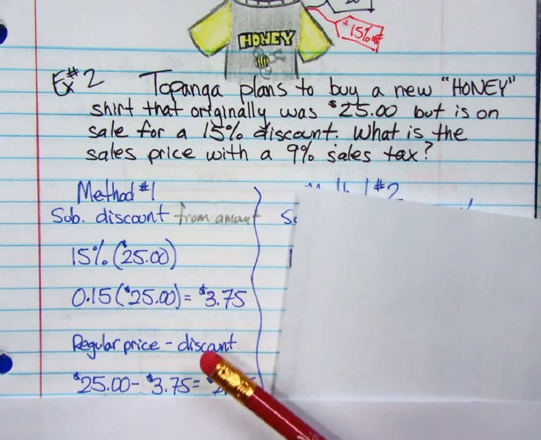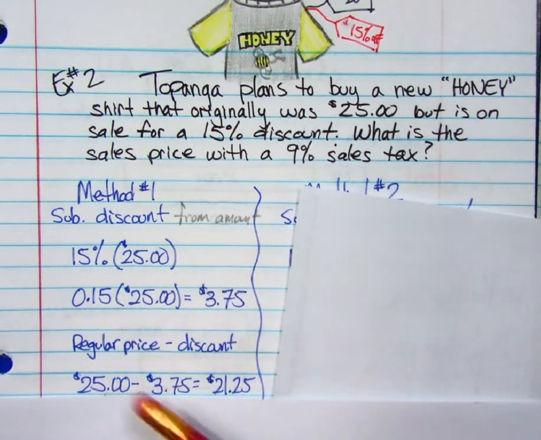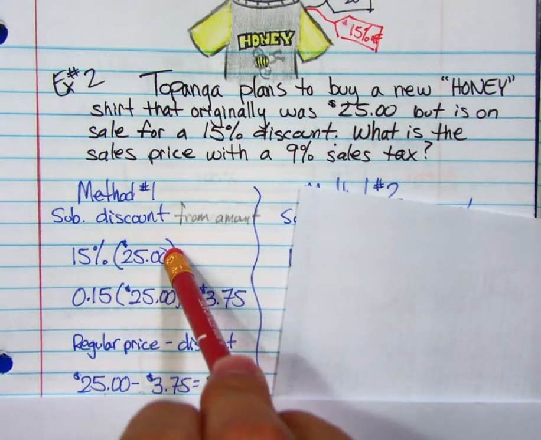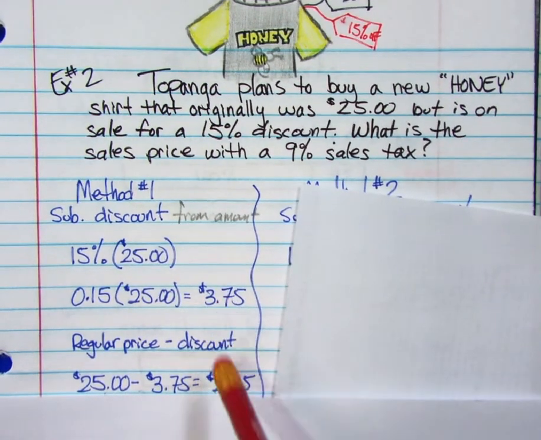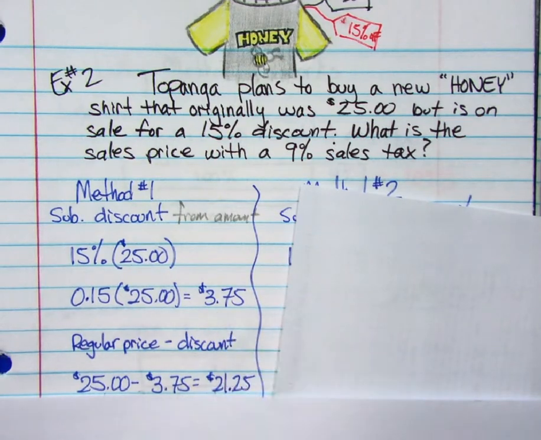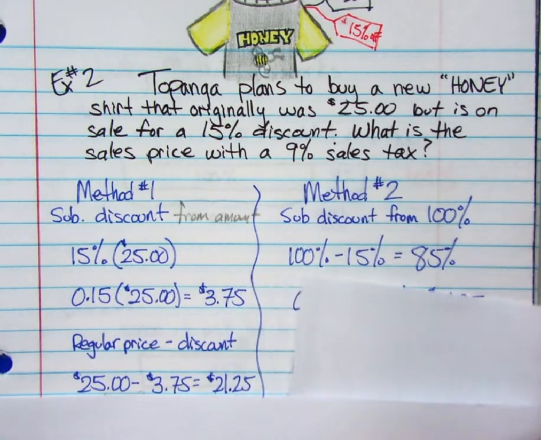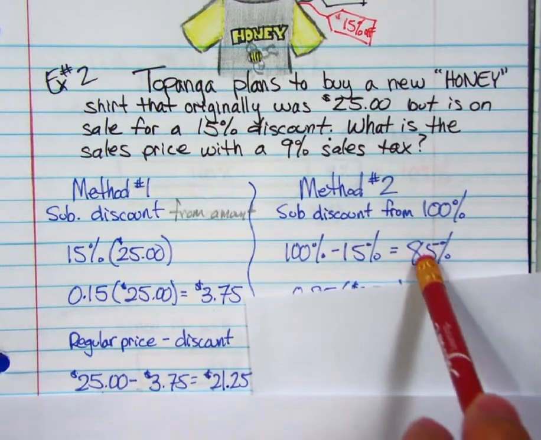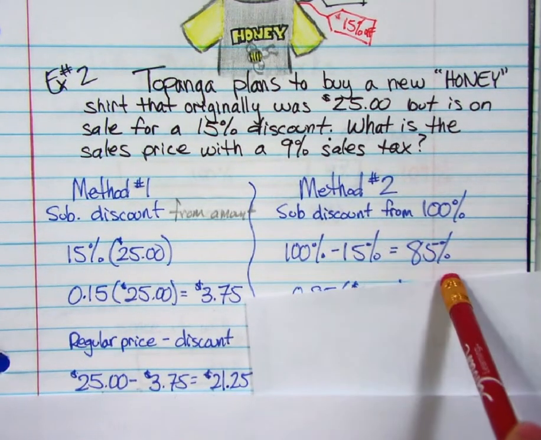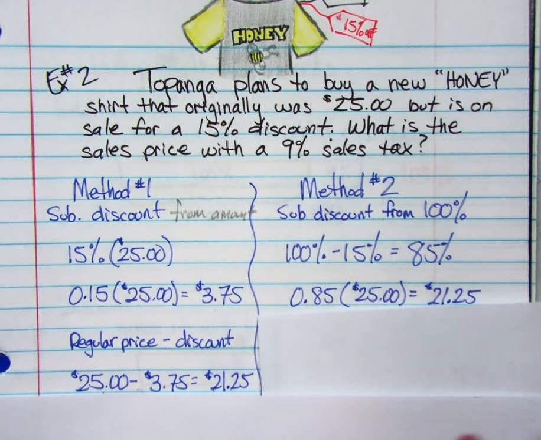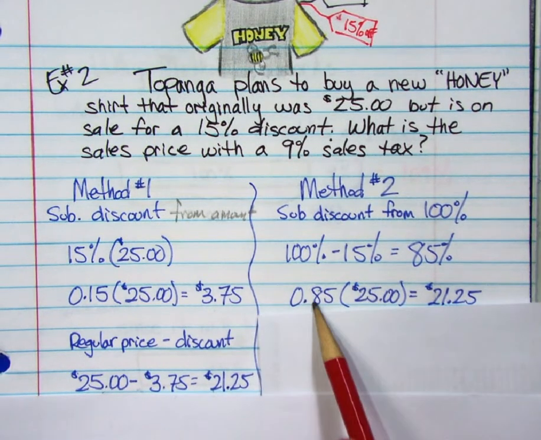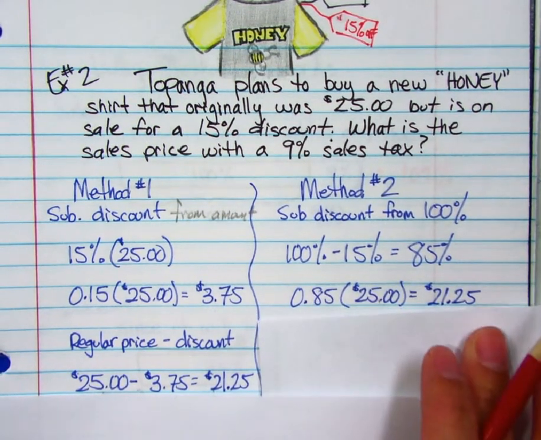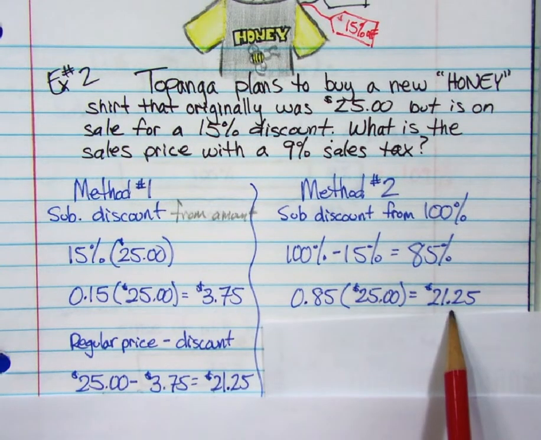And if you get receipts when you go out shopping, this is how the receipt more or less will look like. It's going to figure out, hey, this was the original amount. Here's your discount amount. Now here's your new price. They make it nice and easy for you. Now method number two says, look, if I've got to take 15% off, that means 85%, 100 minus 15 is 85. 85% is what I still need to pay. So if I do 85% of the total price, you'll notice I get the same answer, $21.25.